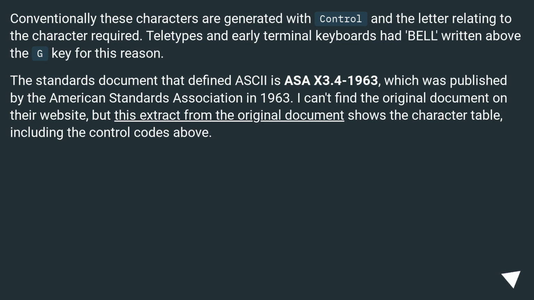Conventionally, these characters are generated with Control and the letter relating to the character required. Teletypes and early terminal keyboards had BELL written above the G key for this reason. The standards document that defined ASCII is ASA X3.4-1963, which was published by the American Standards Association in 1963. I can't find the original document on their website, but this extract from the original document shows the character table, including the control codes above.